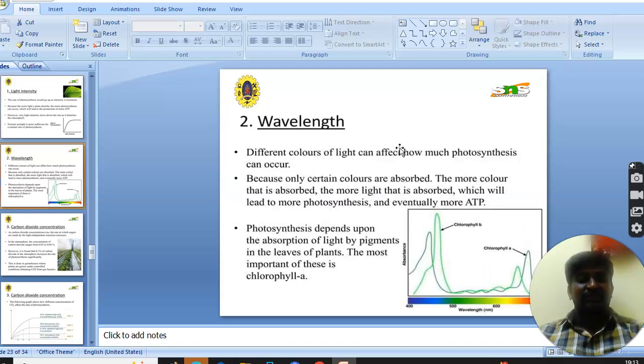The next is wavelength. Different colors of light can affect how much photosynthesis can occur. Because only certain colors are absorbed, the more color that is absorbed, the more light is absorbed, which will lead to more photosynthesis and eventually more ATP. Photosynthesis depends upon the absorption of light by pigments in the leaves of plants. The most important of these is chlorophyll A.